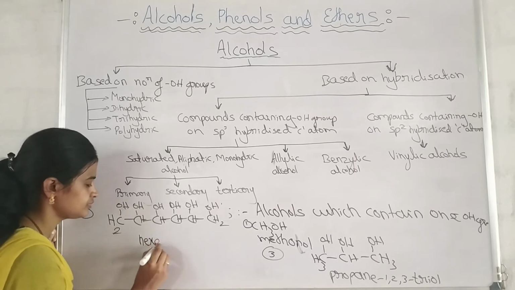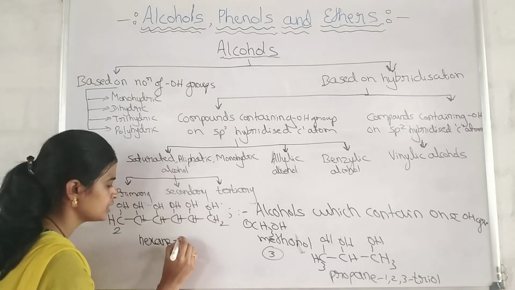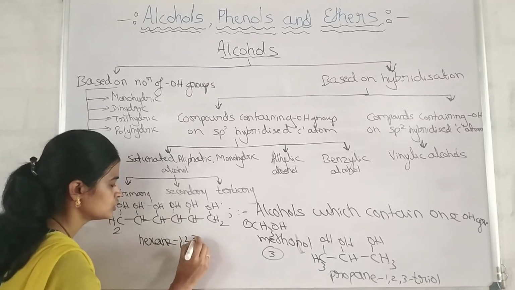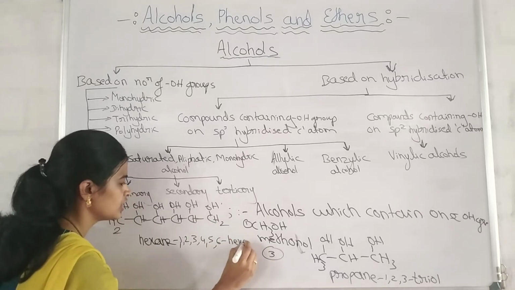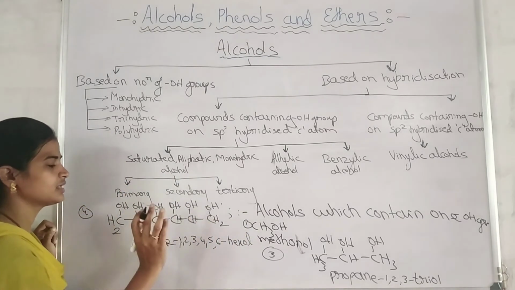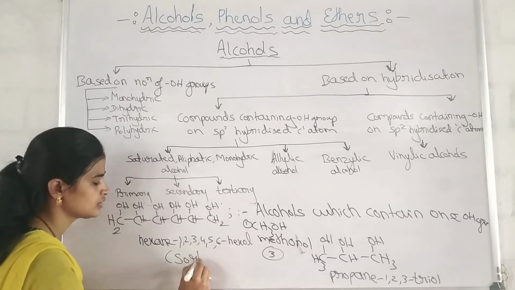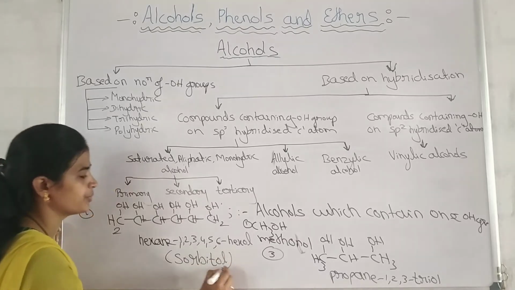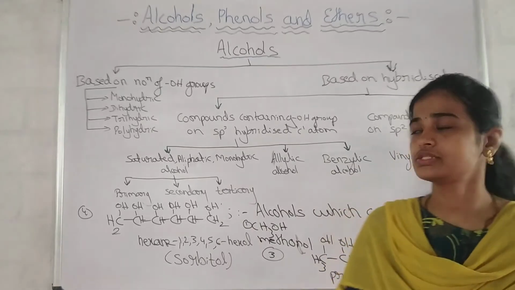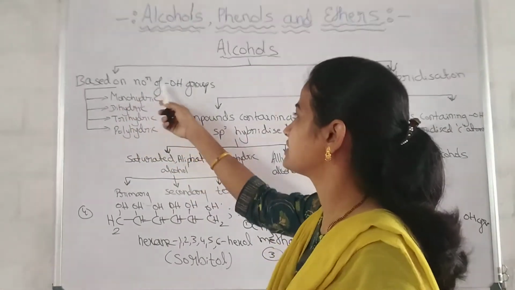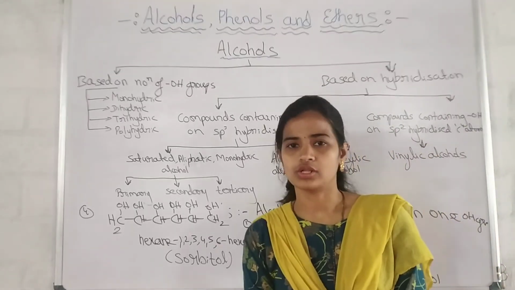Hexane, 1, 2, 3, 4, 5, 6-hexol. How many OH groups are there? 6. Therefore, hexol. Or generally it is known as sorbitol. Remember, this is the structure of sorbitol. Got it? This is regarding the classification based on the number of OH groups: monohydric, dihydric, trihydric and polyhydric alcohols, students.